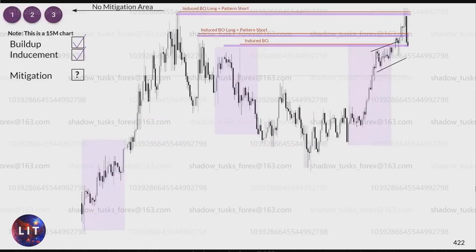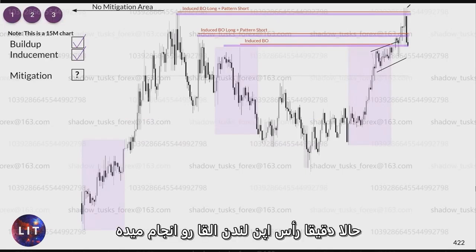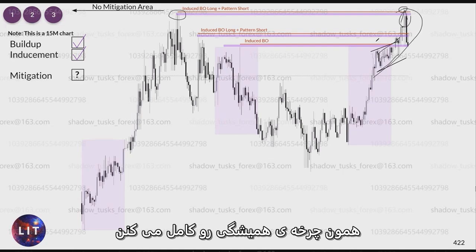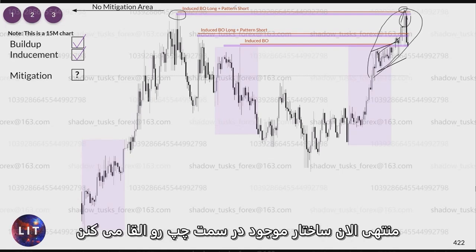Afterwards, you see in here. Guess what happened? Perfect London Open. Make the inducement now. After what? Channel building with speed. Inducing these highs. Completing the same cycle all over again. It's the same thing. It's just inducing structure to the left now.